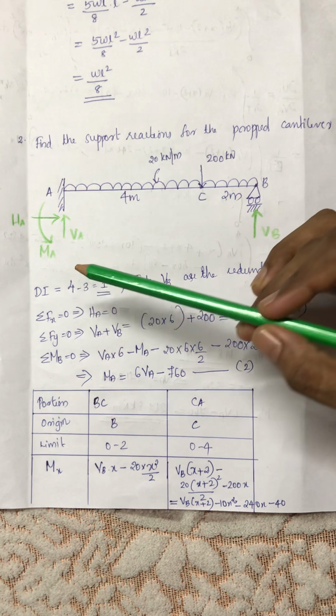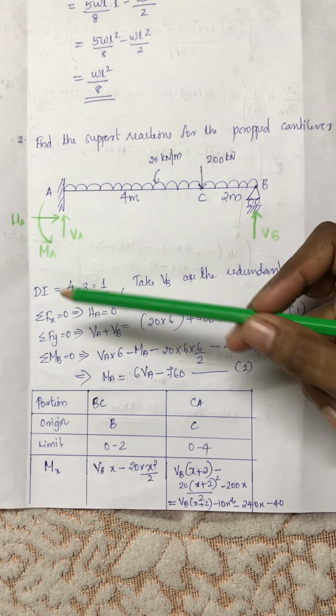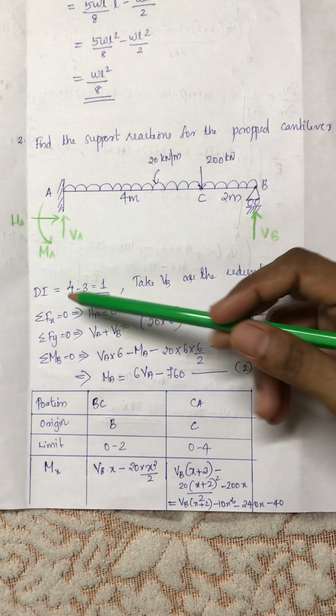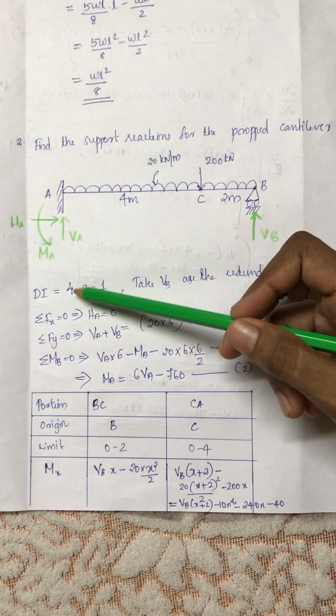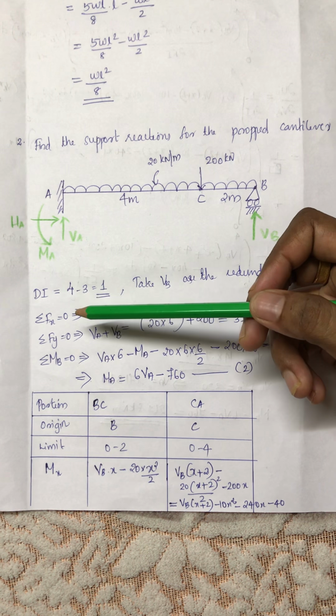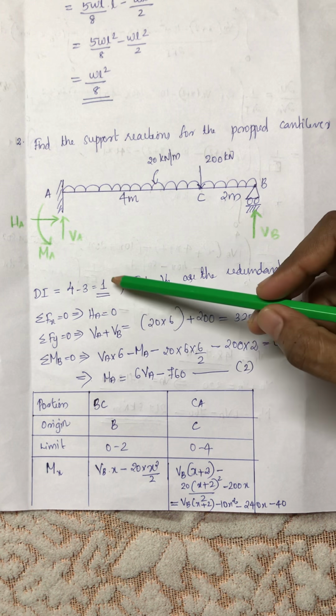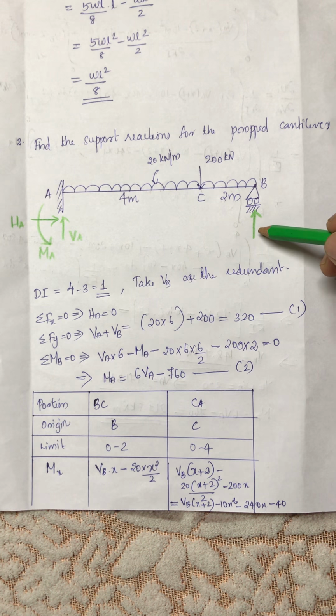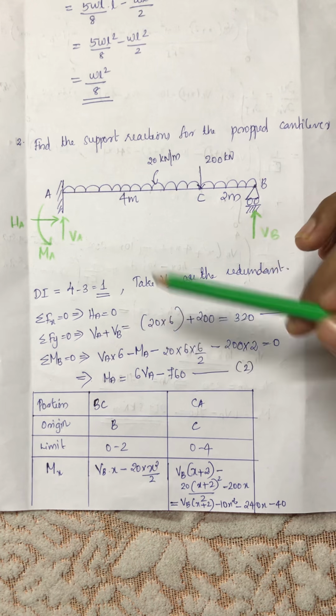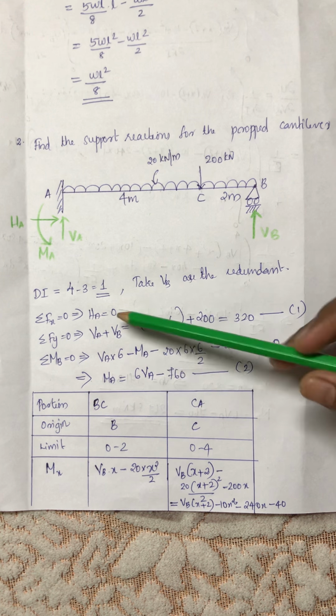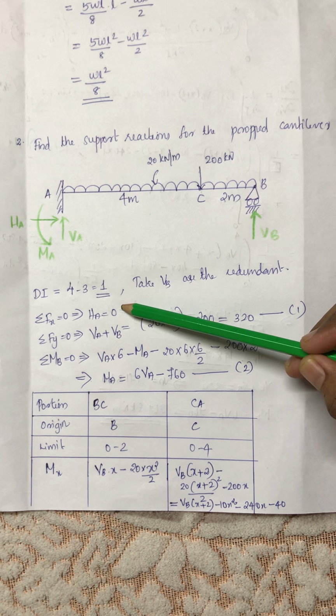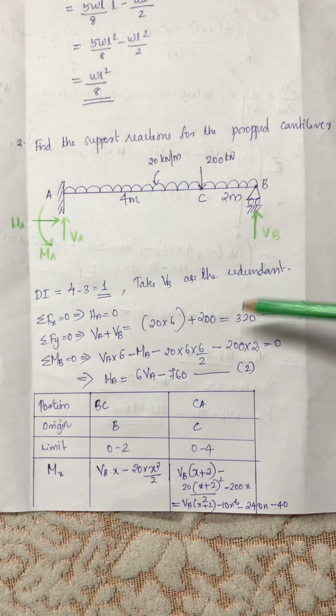Okay, so here we have to find the redundant indeterminacy first. That's equal to number of unknowns minus number of equilibrium equations, and we get it as 1. So we can choose VB as a redundant. The next step is to apply the equations of equilibrium, and here we get HA equal to 0 and VA plus VB is equal to 320.